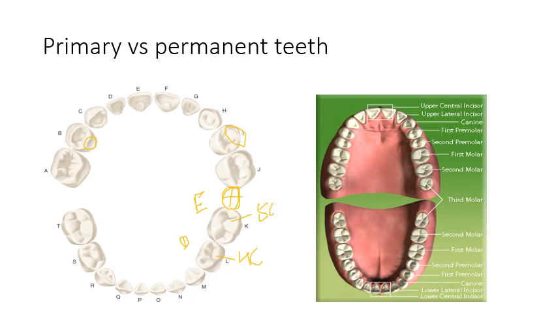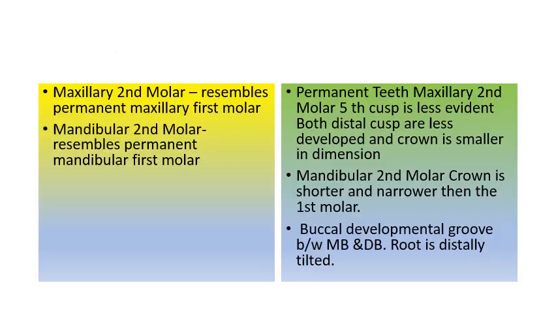So these are the chief characteristics of the crowns of the primary teeth, from which you can identify these are the deciduous and these are the permanent teeth.